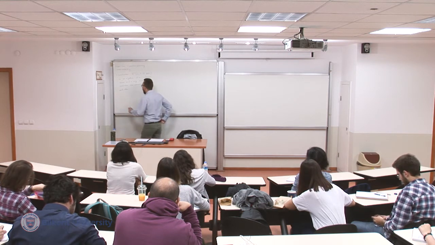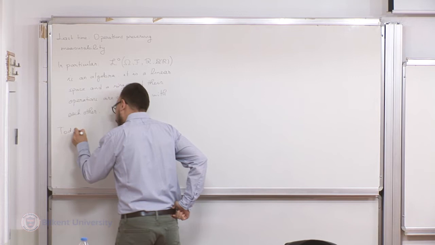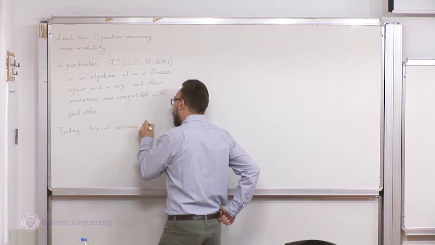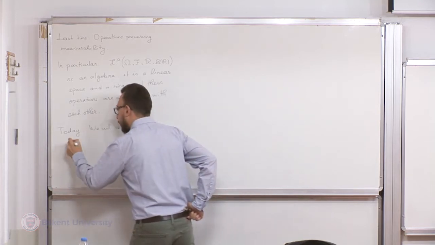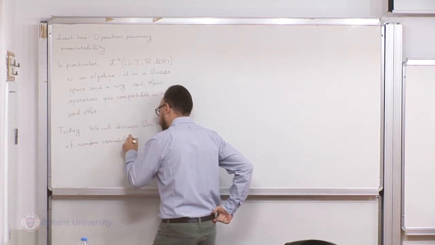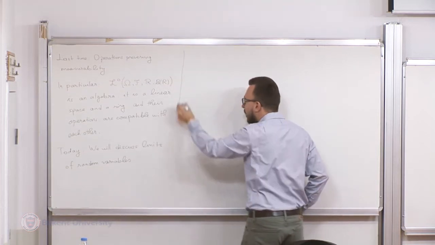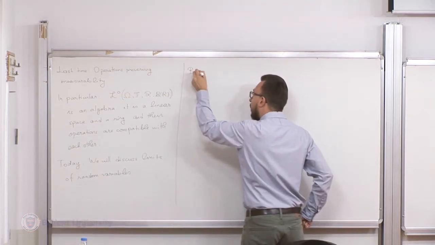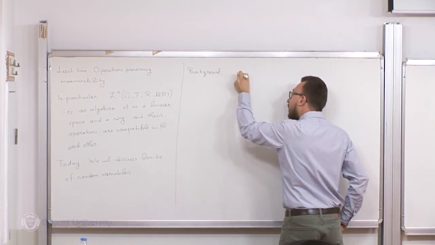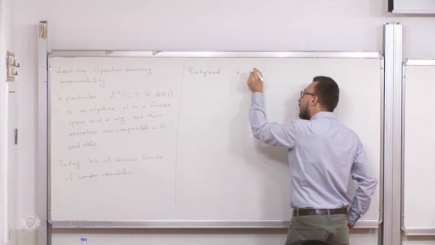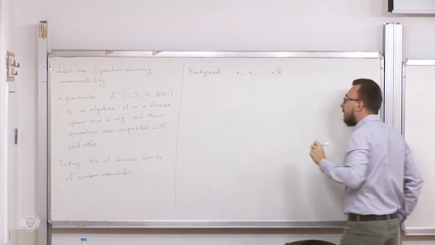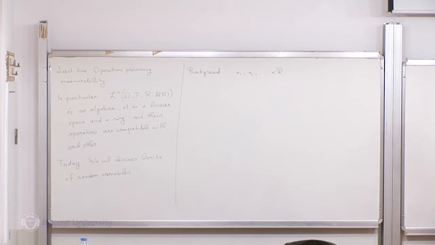So today we will discuss limits of random variables. Okay, so here's some background. Let's say you have some numbers x1, x2, and so on in the extended real line. Let's say you have a sequence of numbers.